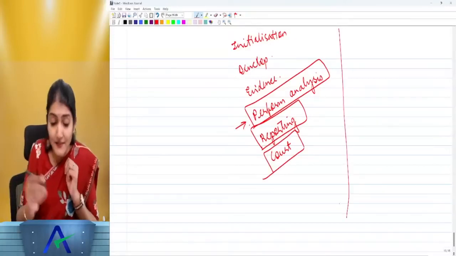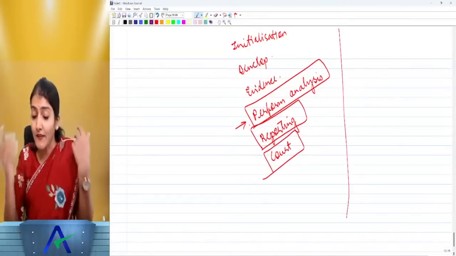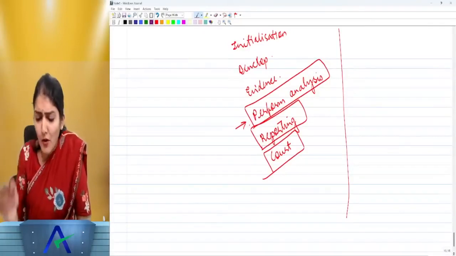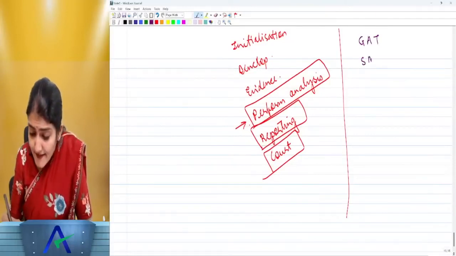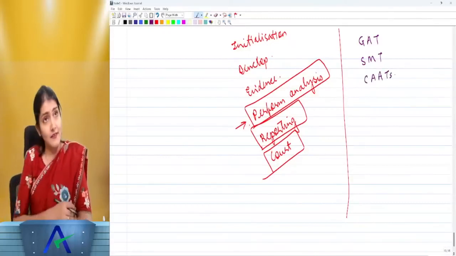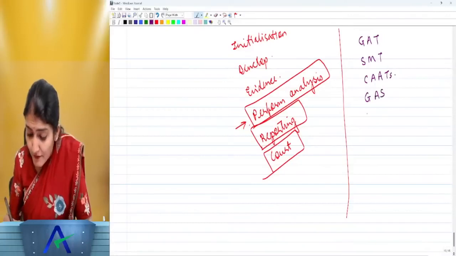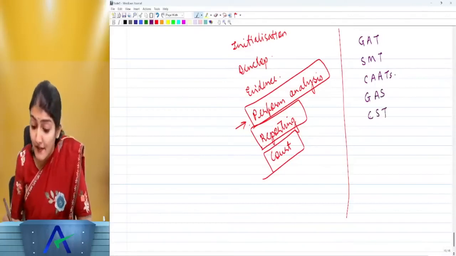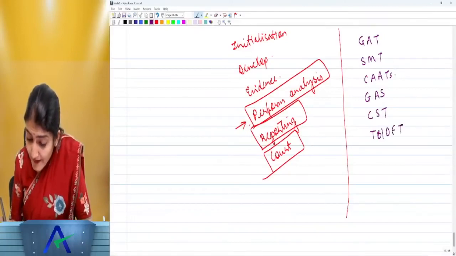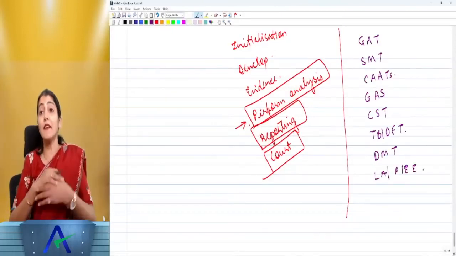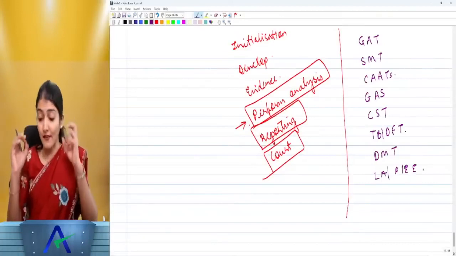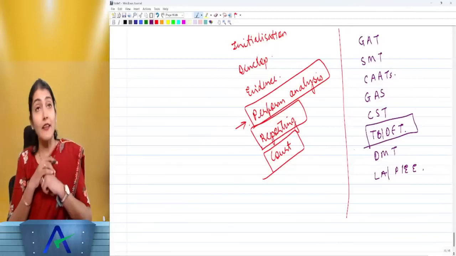Then after that, tell me, what are the forensic audit techniques? One, you have the general audit techniques. Then the statistical mathematical techniques. Then the computer assisted audit techniques. Then the generalized audit software, then the common software tool. Then the technology based digital forensic techniques, then the data mining techniques and the laboratory analysis of the physical and electronic evidences. Retail question in the exams regarding these ones.